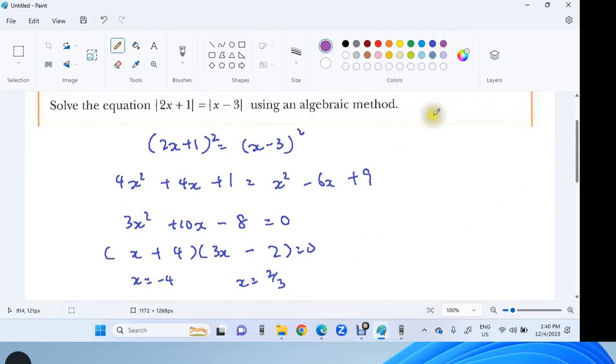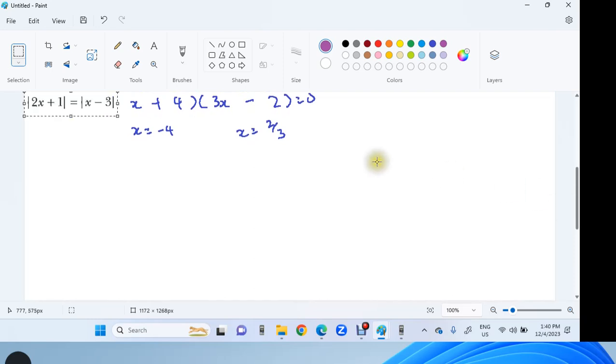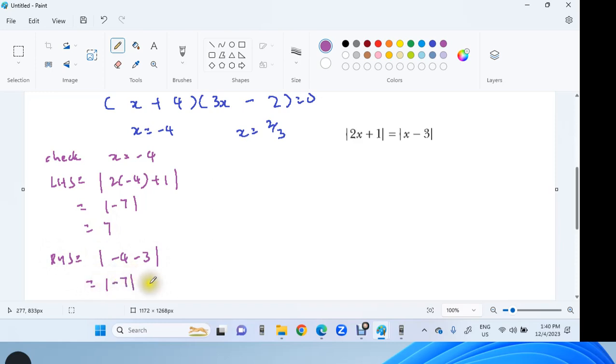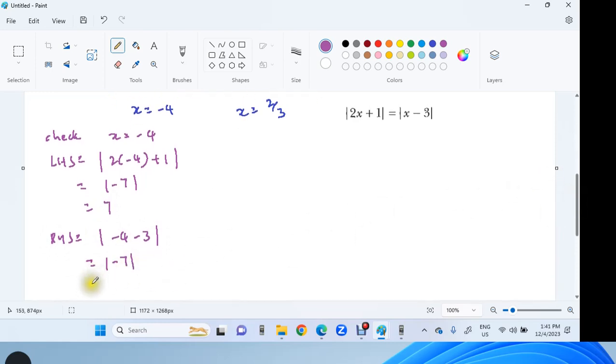So I need to check. For x equal to negative 4, whether it is a solution or not. So this is the equation. We need to check x equal to negative 4. The left hand side equals modulus of 2 times negative 4 plus 1, so it's modulus of negative 7, which is 7. Right hand side is equal to modulus of negative 4 minus 3, modulus of negative 7. So it is 7 as well. So this is a solution.